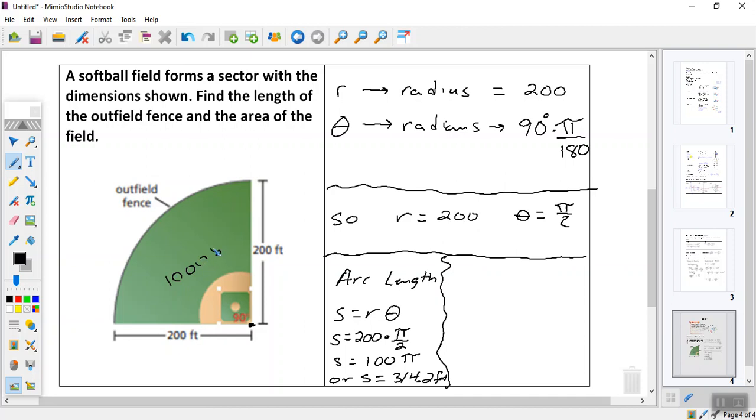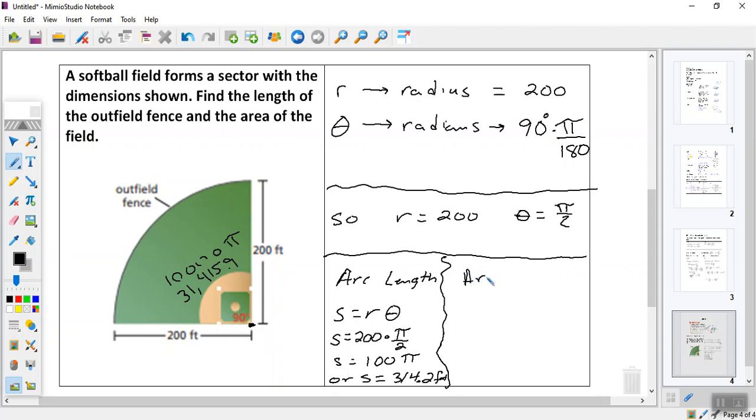10,000 pi? So I think there's 10,000 pi square feet on it. Just think about this logically. Yeah. Okay, what was that in decimal form then? 31,415.9. Okay.